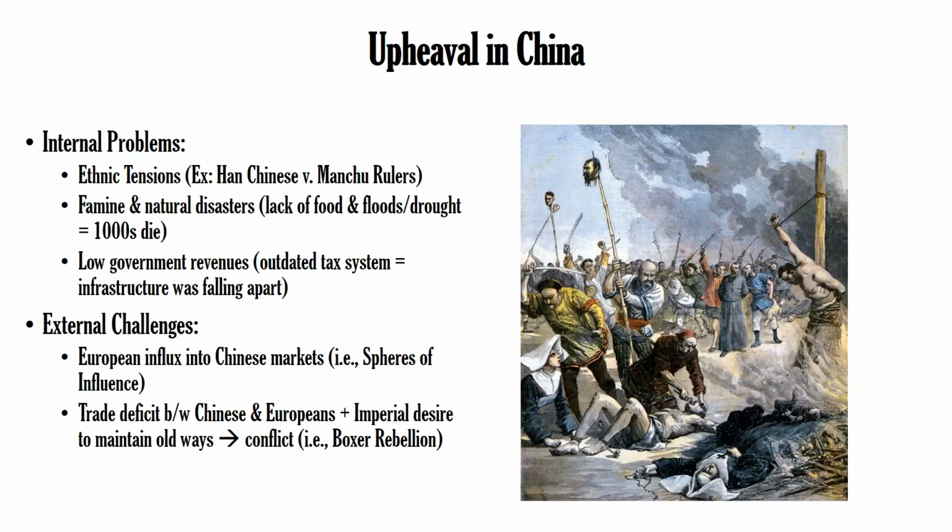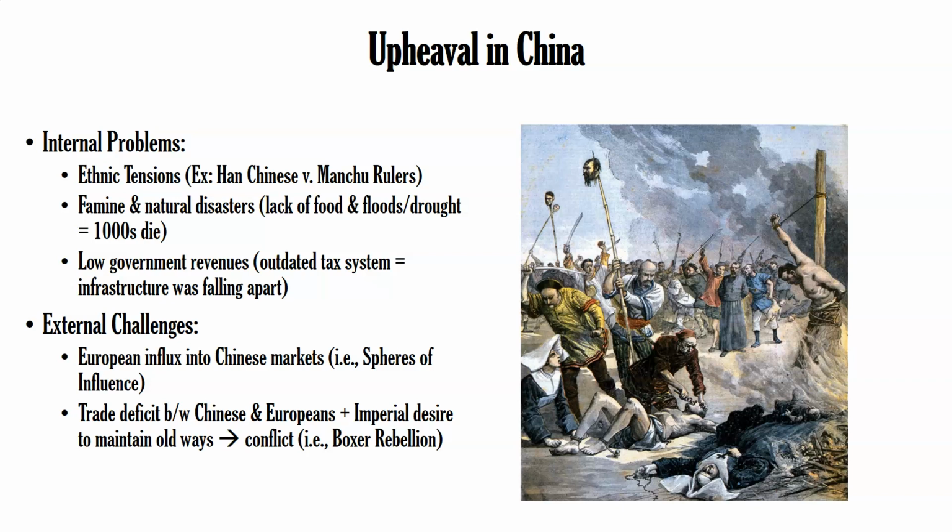All right, so let's move on. So now we're going to talk about upheaval in China. We've already talked about some of this stuff, so I'm not going to go into too much detail, but China's facing a lot of internal problems. They have ethnic tensions. Particularly, you have the ruling imperial family, which are the Manchus, which aren't ethnically Chinese. They're diverse from the Han Chinese, which is the majority of the population. There's some tensions there.